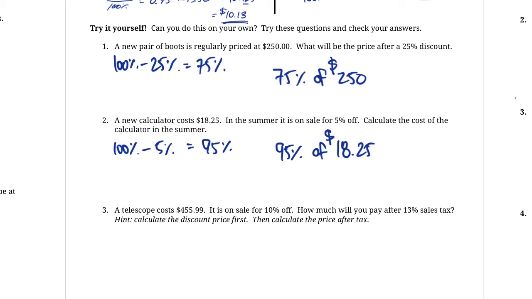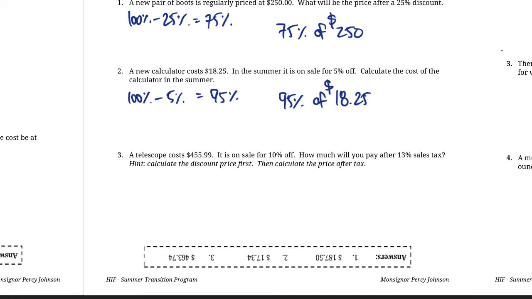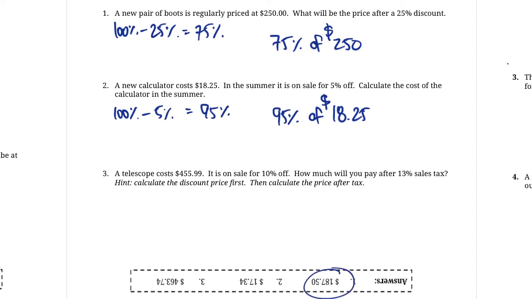So there are the first 2 ones. That's how you go about doing them. So question 1, it's saying 25% off. So when we take 25% off of 100%, we're left with 75%. So all you got to do is calculate 75% of $250. And if you do that, you should get this answer down here at the bottom. Next, if we take 5% off of 100%, we're left with 95%. So 95% of the cost of the calculator, $18.25, should give you the answer down here.